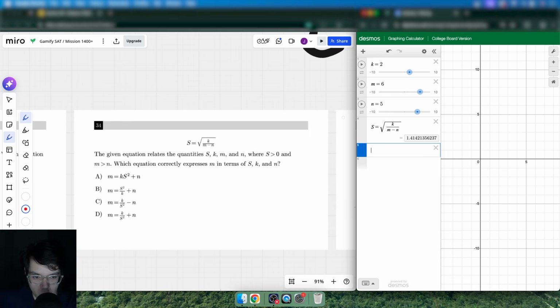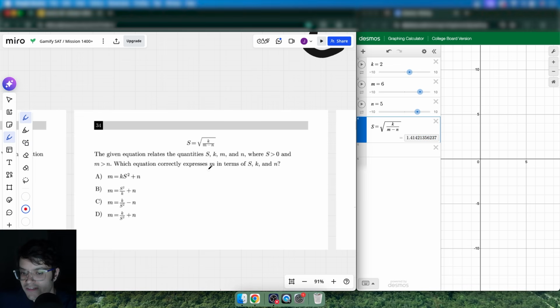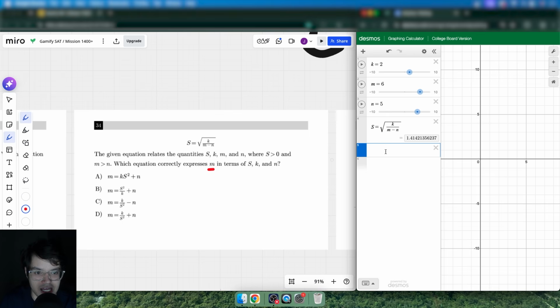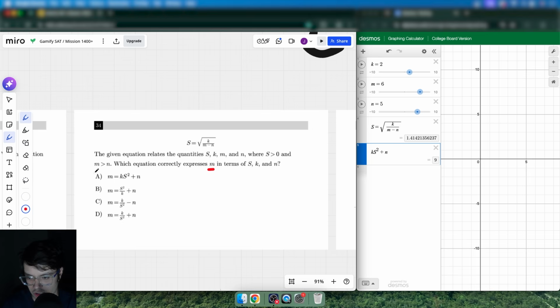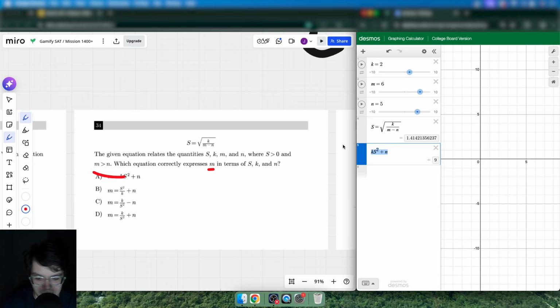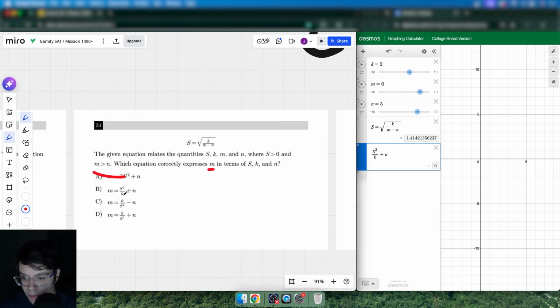But with that out of the way, we see here S is equal to this random number, and we're trying to see which gives M in terms of the other stuff. So I can just plug in each of these and see which one gives me the value for M, which would be 6. So the first one here, K times S squared plus N. Yeah, that would be 9, so that's not it. This one here, it would be S squared divided by K plus N. Okay, yeah, that equals 6. So therefore, again, B is going to be the right answer.